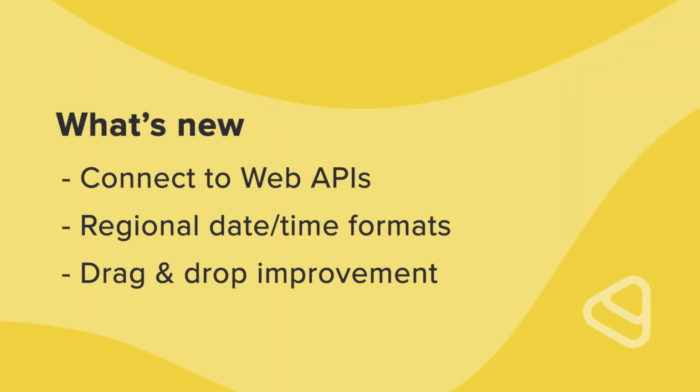In this release, we have 3 new features. The first feature is that you can now connect your Triggre application to web APIs and webhooks, like REST APIs and other things. We also made an improvement to our regional date time formats, which means that now if your application is hosted in the United States, you'll get the United States formatting of dates and times in your application. And if it's hosted in Europe, then you automatically get the European version of that.